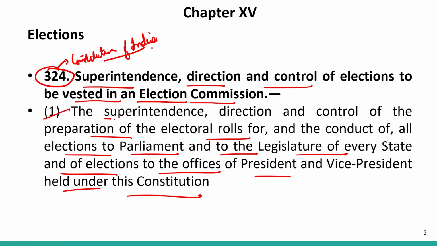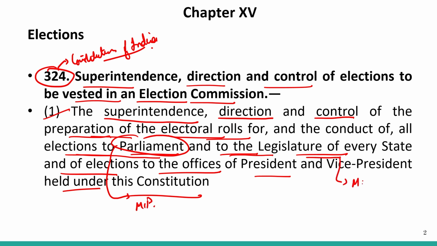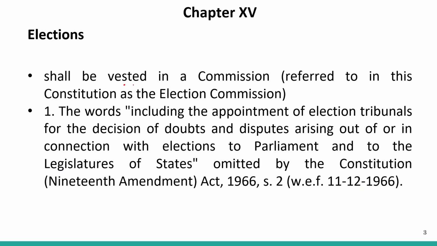The first thing is the superintendence, the supervision over the elections, how the elections will take place, that is the direction, and the control over the preparation of the electoral rolls, how the electoral rolls will be prepared, and the conduct of all elections to the Parliament and to the legislatures of every state. So one is the Parliament, which means the Member of Parliament. And when we talk about legislatures of every state, we are talking about Member of Legislative Assembly. And elections to the office of the President, how the President's election will take place, and the Vice President, held under the Constitution, shall be vested in the Commission.